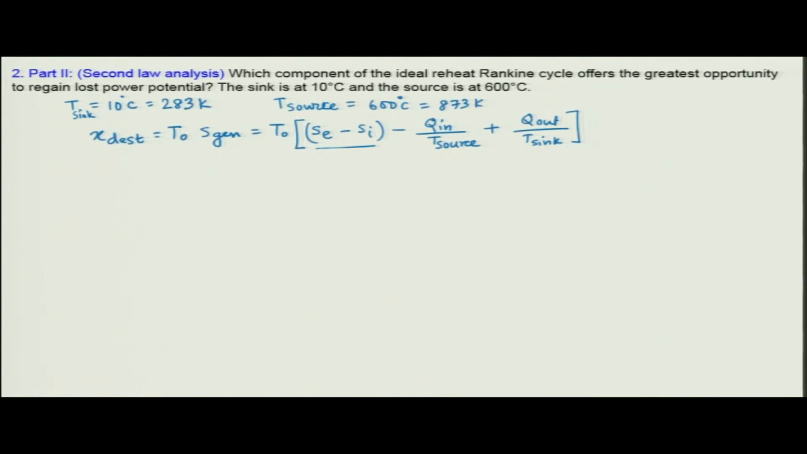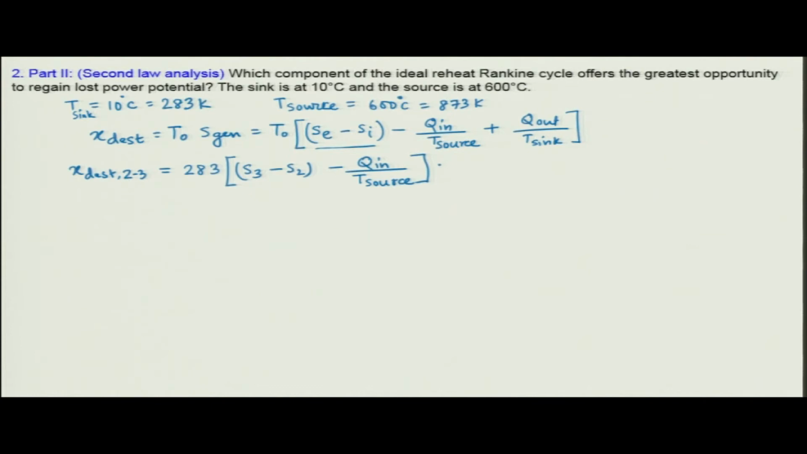Now, we turn back our attention to process 2-3. So, exergy destruction during process 2 to 3, that is the heat addition in the boiler. Let us try to calculate this. That should be equal to T naught, which is 283 Kelvin, multiplied by S exit minus S inlet. The exit state is S3, and this is S2. Now, during the 2 to 3 process there is heat addition, so this heat addition has to be accounted for, and the source temperature is T source. I will just substitute later.